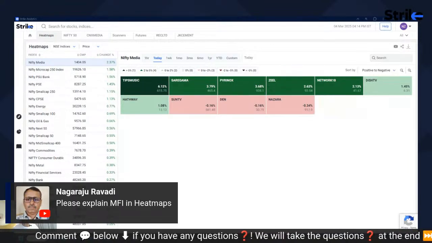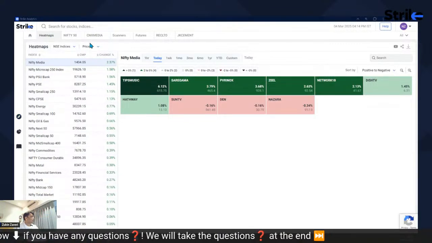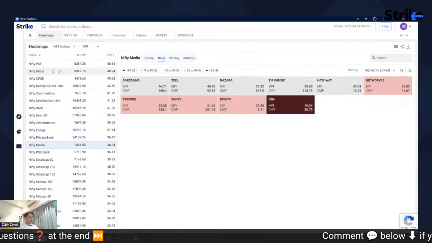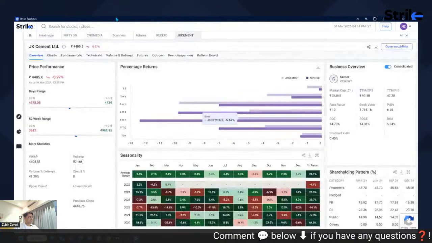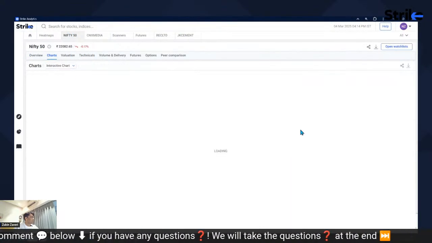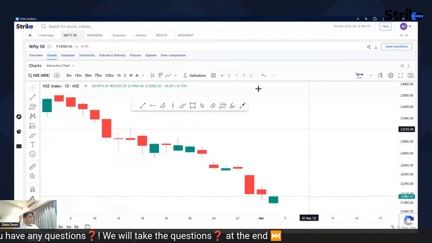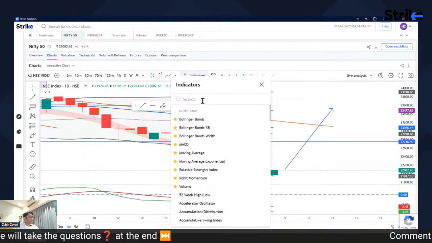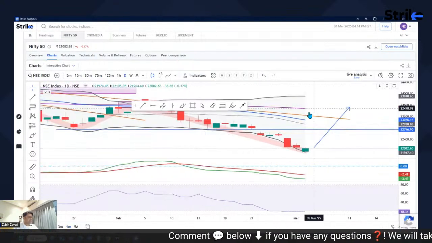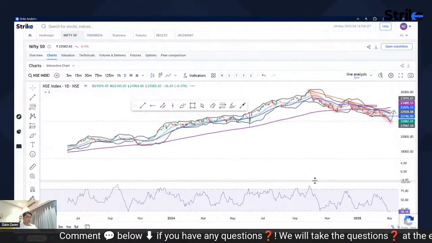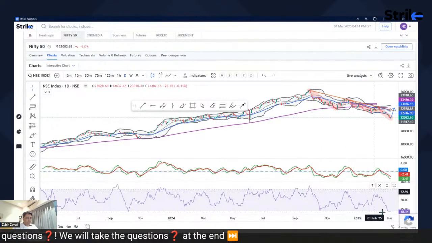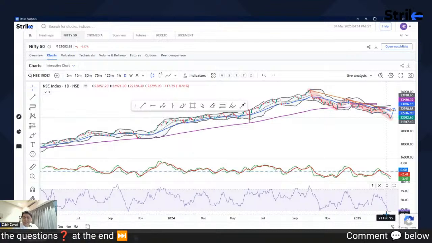Please explain the MFI in heat maps. Okay, so instead of price, you can also look at MFI, that is money flow index. So what is money flow index? I'll just pull up a chart over here, and you can put up this MFI indicator, money flow index. Money flow index is also like an oscillator. It has overbought and oversold levels. So just like RSI or stochastic, you can also look at MFI as an indicator, Nagarajuji.